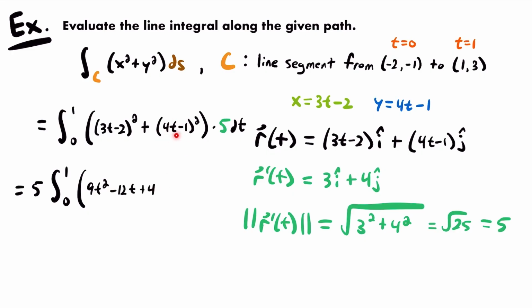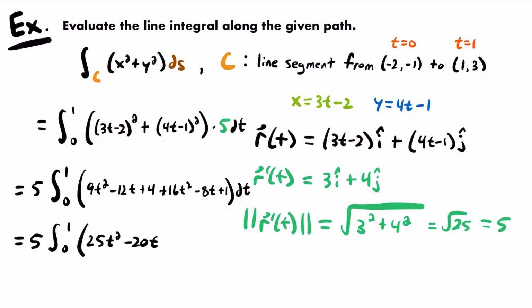And then I'll do the same thing for this quantity. Squaring that, you'll get 16t squared minus 8t plus 1, and that's multiplied by dt. And then before integrating, you do want to combine like terms. So this is equal to 5 times the integral from 0 to 1 of 25t squared minus 20t plus 5 dt. And now we have an easier expression to integrate.